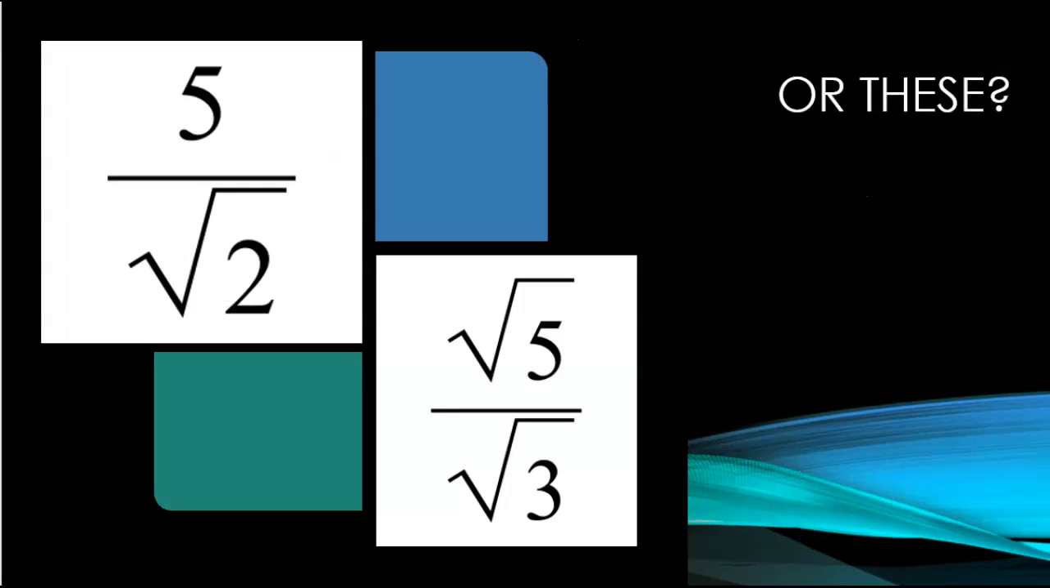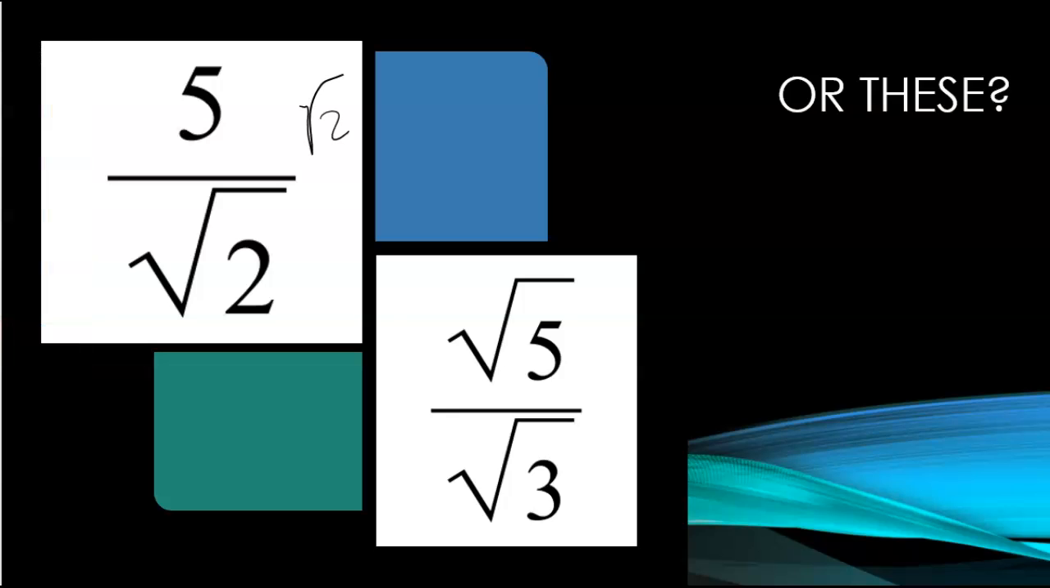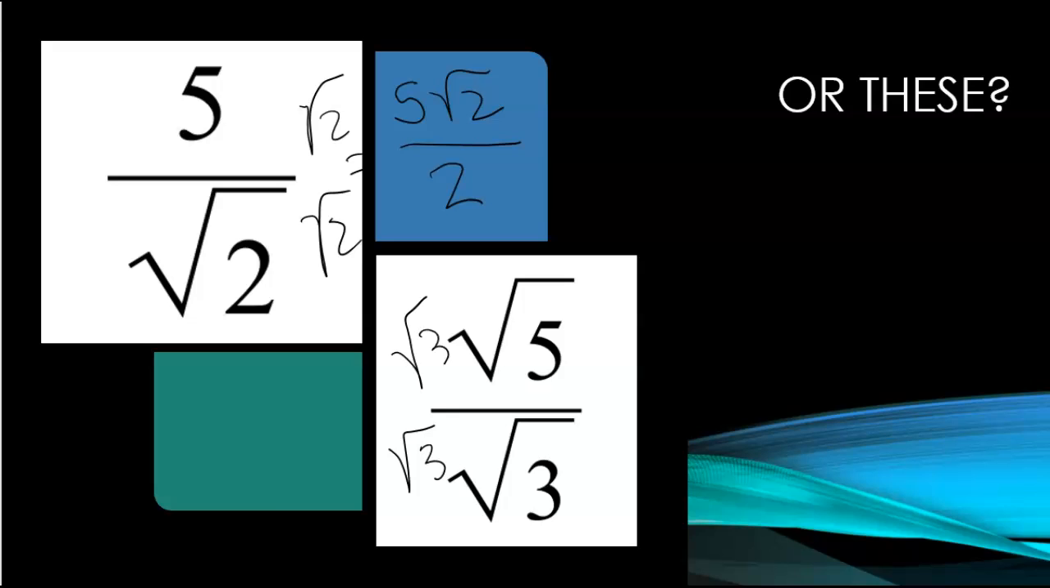Okay, let's try these two. So I can multiply, I'm going to change color here, the top and the bottom by radical 2, right? So on the top, we're going to have 5 radical 2. And on the bottom, I have radical 2 times radical 2. That's just 2. And over here, I can multiply the top and bottom by radical 3. Radical 3 times radical 5 is radical 15. Radical 3 times radical 3 is 3. Right? Because the square undoes the square root.